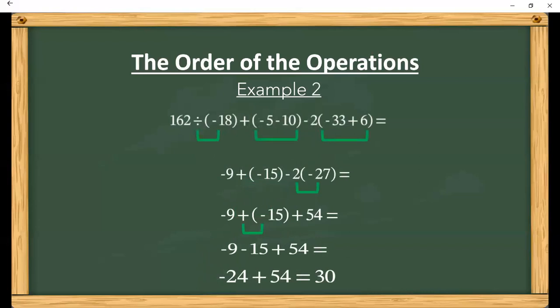Here we have 162, as you see, divided by minus 18, plus the bracket inside has minus 5, minus 10, minus outside of the bracket 2 times the bracket minus 33 plus 6. This is equal to, and now we start again by the order of the operations.